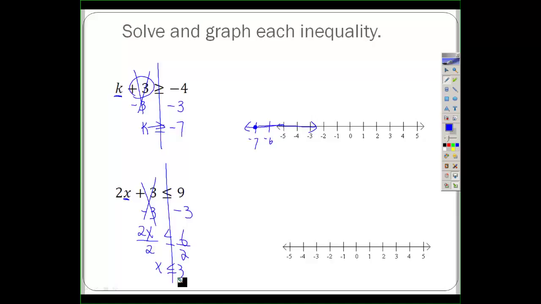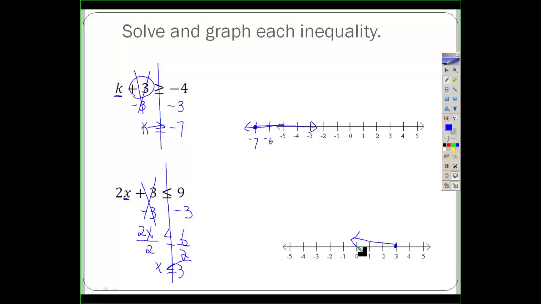Now, if I want to graph this, now that I've got x all by itself, I've solved for x. I need a closed dot again on 3. I want all the values to the left of that. If you can't remember which way to point your arrow, I want the side that's less than 3, or you can draw a little arrow in there. And there's all the values to the left of 3.